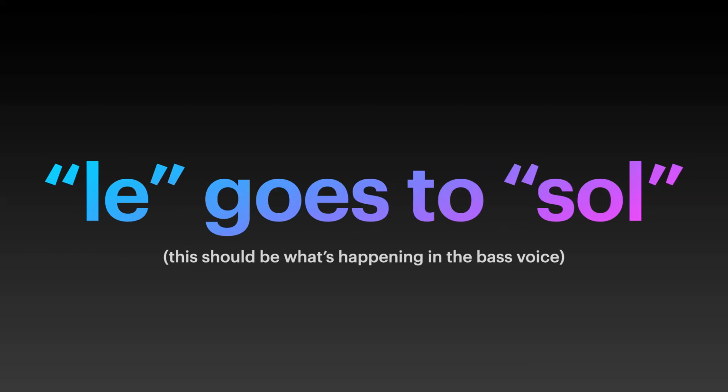First of all, the augmented six chords have fi, and fi always goes to sol. All of the augmented six chords have le, and le always goes to sol. And this is what should be happening in the bass voice. And then you've always got a do, no matter which augmented six chord you're dealing with, and that always goes to ti.